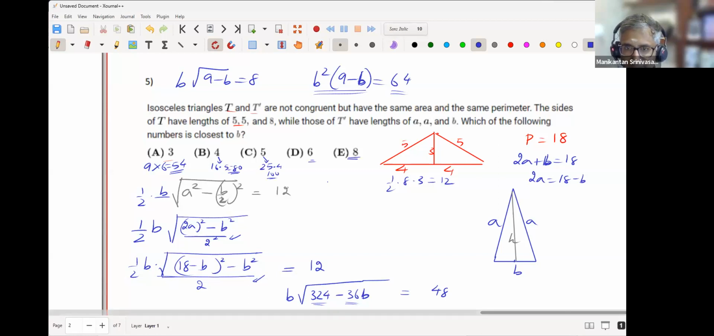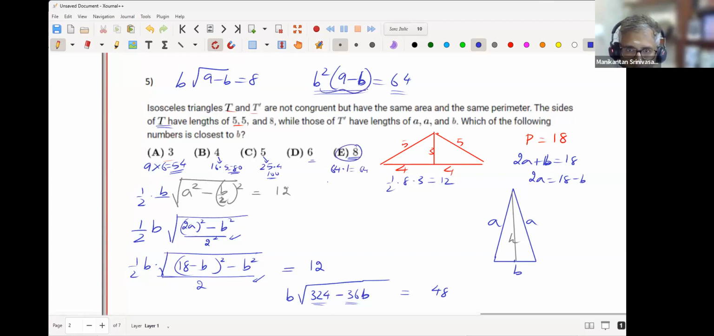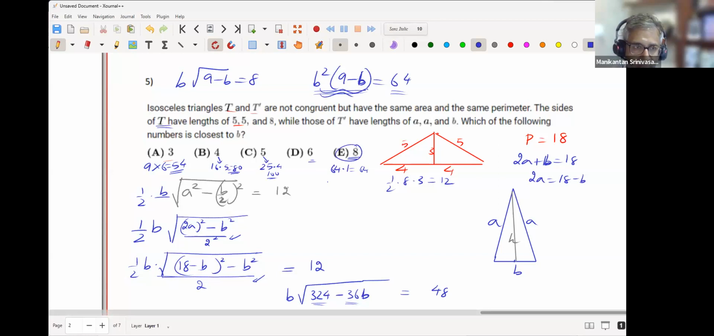Of course, we have the 8, which is the original triangle T. It's good that it's a simple sanity check. If you put 8, it should match, right? 64 times 1 is indeed 64. That's just a sanity check of my expression. B equal to 8 should be a solution because that's the same as the original T. But the question specifically says the two triangles are not congruent, which means B clearly cannot be 8.